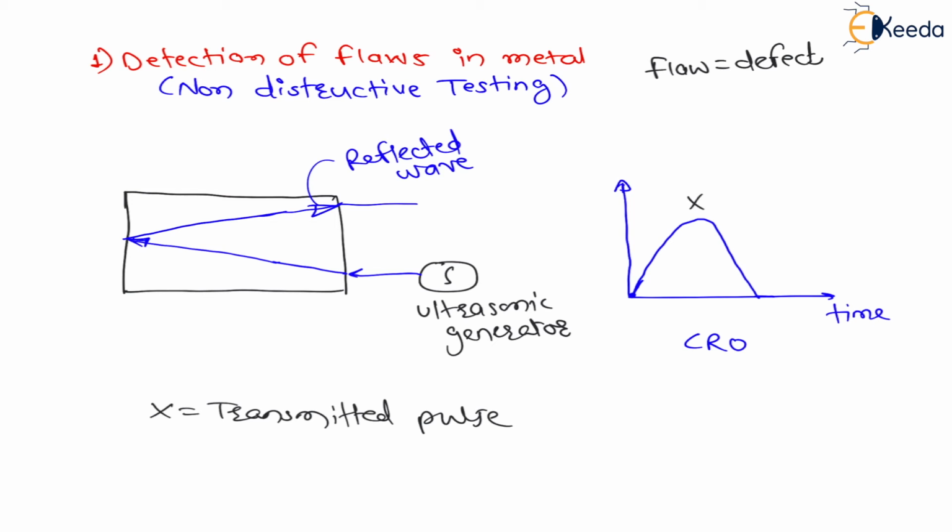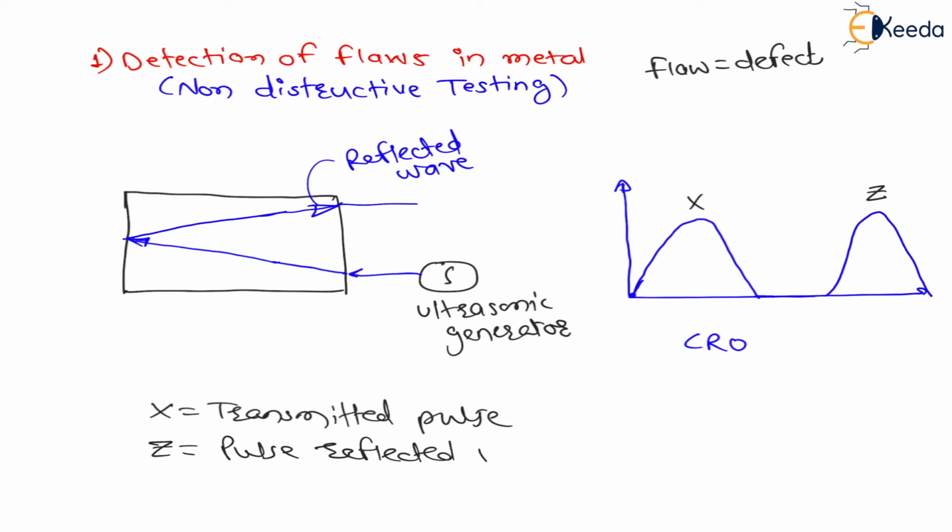Let me show this axis a little bit longer so that we can easily identify this. The graph will be somewhat like this. Let us say this is Z. Z is the pulse reflected from the other end. And this is without the defect.